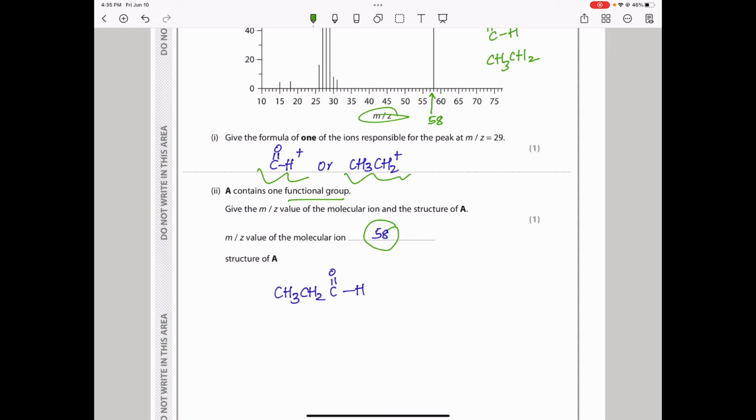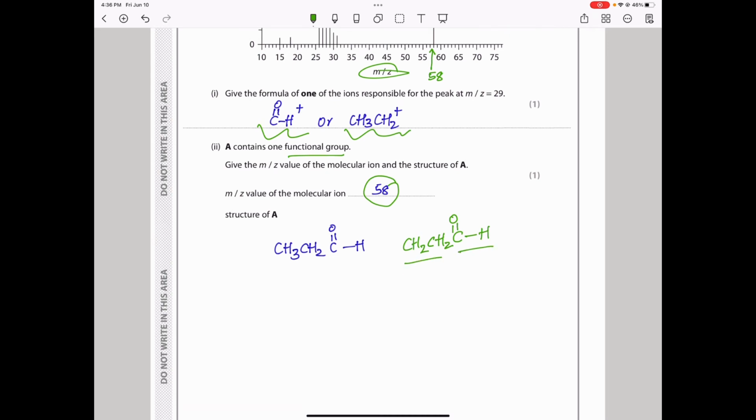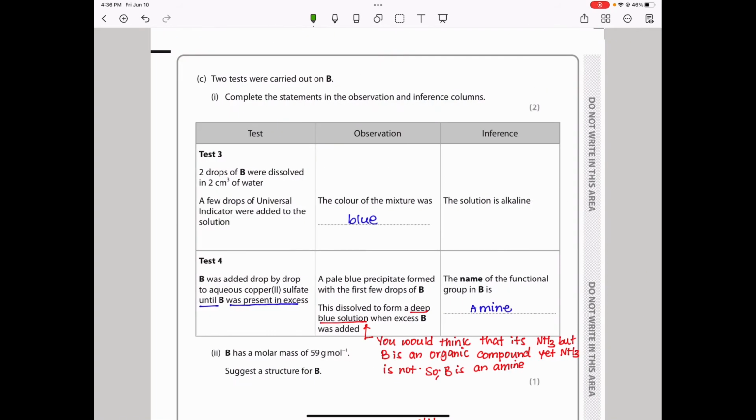And they want us to know the structure of A. To find out the structure of A, we already know it's an aldehyde, so it has this functional group. And we already know its total is going to be 58. So we can put a CH2 here and then fill in with another CH2 because, of course, 29 plus 29 gives us 58. So we know that is going to be the possible answer. Let's go to the next part.